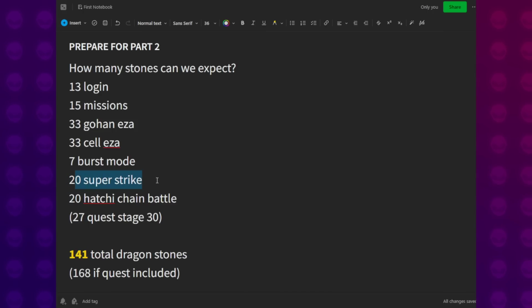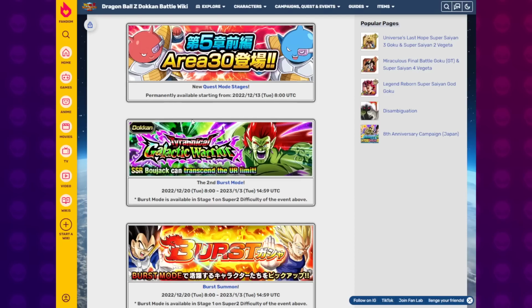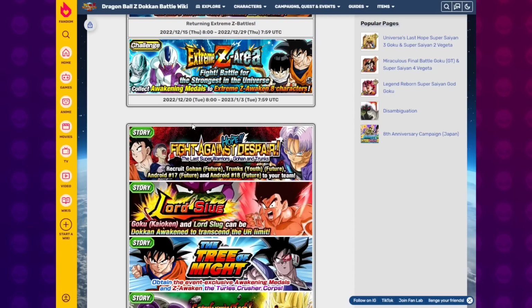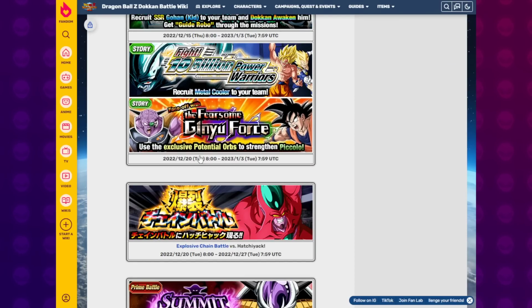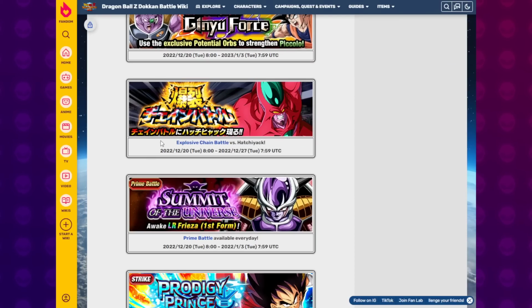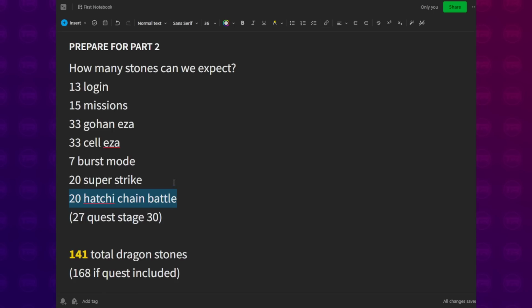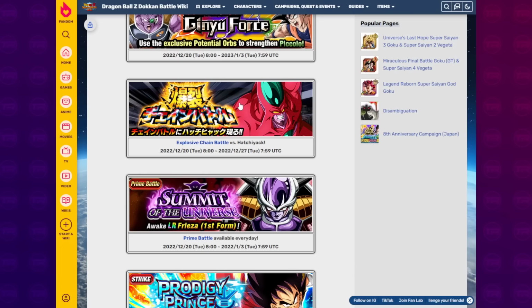So that's 20 Dragon Stones for the Super Strike, 7 for the Burst Mode, and then Hachiak Chain Battle. Yes, Hachiak Chain Battle is in fact part of this celebration, and it is definitely going to be there when we get the campaign details, because the major units that are needed for this are literally the Carnival LR Goku and his various iterations. So that is going to be another 20 Dragon Stones. You can earn up to 20. It's not guaranteed, depending on your skill level or your luck or your commitment to the grind of Chain Battle. And then we can earn up to an additional 27 Dragon Stones from Quest Stage 30.